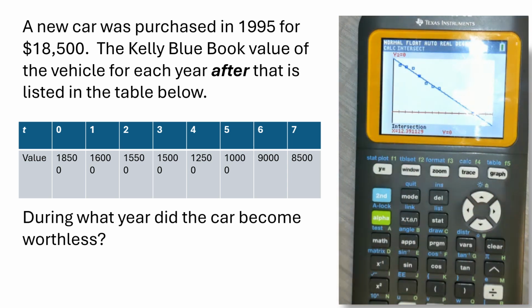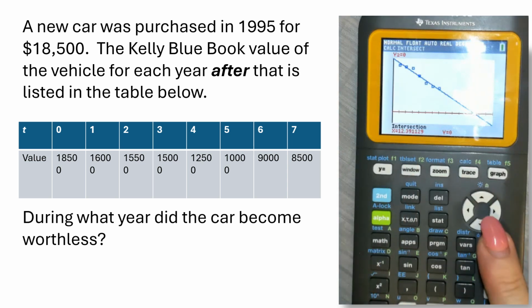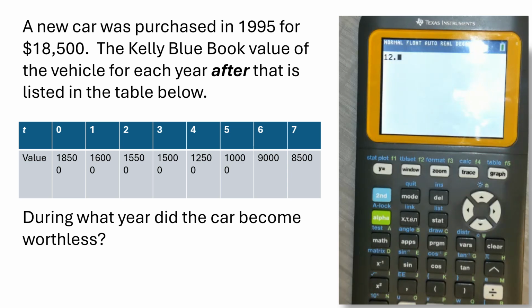You could not say in year 12.39. We're actually wanting a year. So I'm going to write this down, 12.39. Give me 1 second. So 12.39 was the intersection for the x value representing the time. And remember that this car was purchased in 1995, and that's our T0. So we can say in the year 2007, we can approximate that the value of the car will be $0.